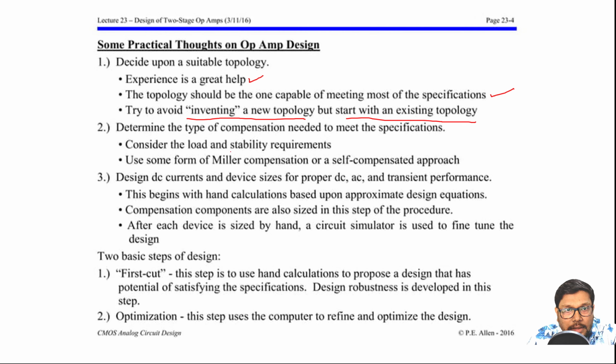Consider the load and stability requirements. In the previous slides we talked about the load capacitance and how much load the op-amp needs to take. According to that we will design our circuit, and with that load our stability requirements also change, and we'll see how we can stabilize it. Whatever we are doing is Miller compensation. If we do it in the folded cascode mode, that will be a self-compensated approach. So for this video, we'll do the Miller compensation using our method.